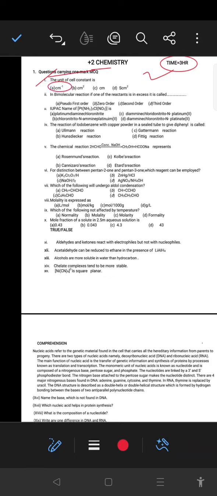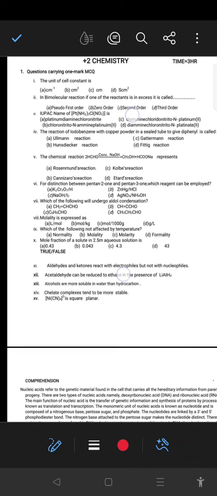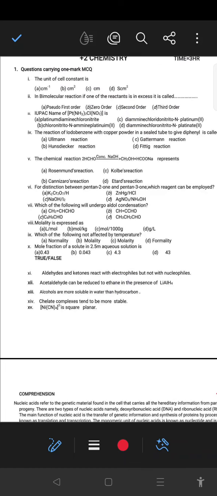In a bimolecular reaction, if one of the reactants is in excess, then the name of that reaction is a pseudo first order reaction. Next is the IUPAC name of platinum NH3 twice, Cl, NO2.